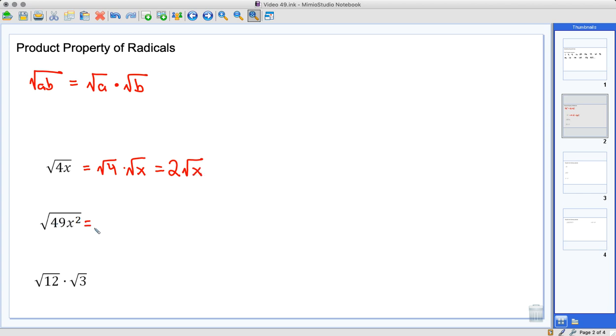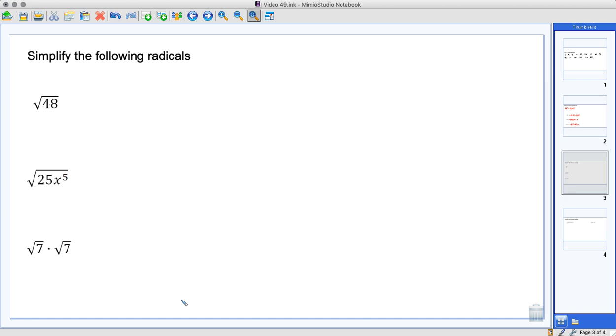Next one, same thing. So square root of 49, square root of x squared. Square root of 49 is 7. And then if you remember from last chapter, square root of x squared is x. Basically, we divide that exponent by 2, as long as it's an even exponent. Okay, this property also works backwards. If I'm multiplying two radicals, I can multiply them together and say it's the square root of 12 times 3, which is the square root of 36, which we can simplify as 6. Okay, so that's the product property of radicals.